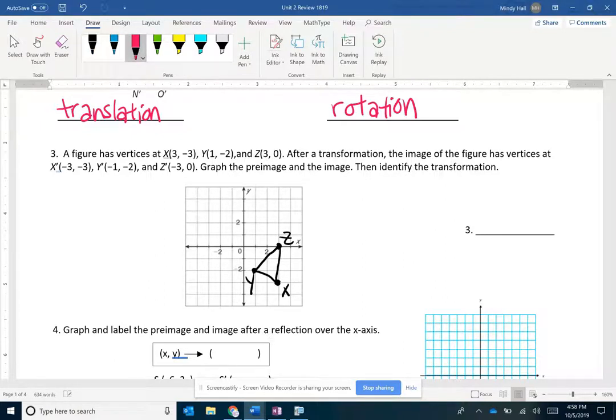So then looking at the translated image or transformed image, x prime is at -3, -3. Y prime is at -1, -2. And z prime is at -3, 0. So now that both of these are graphed, you can more easily tell that this is just a reflection across the y-axis. And if you recall, that rule for your ordered pairs is -x, y, so that makes sense for all of these. So then that is going to be a reflection.